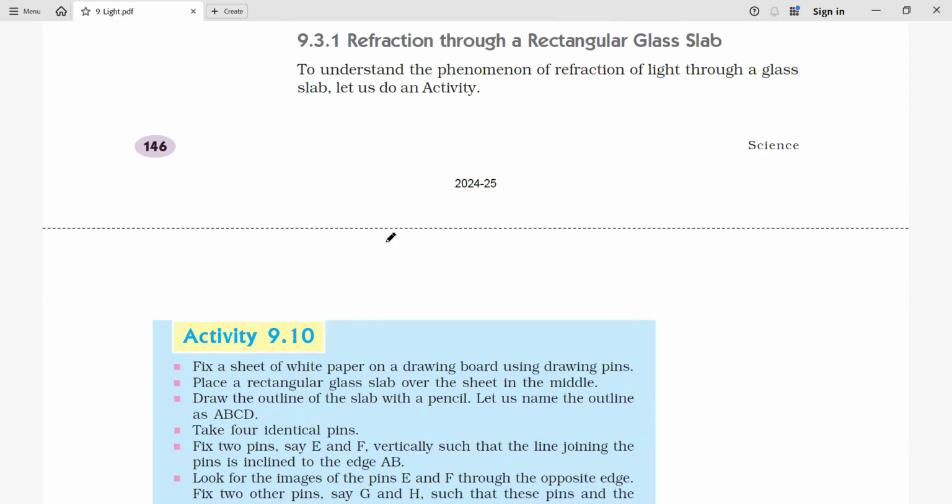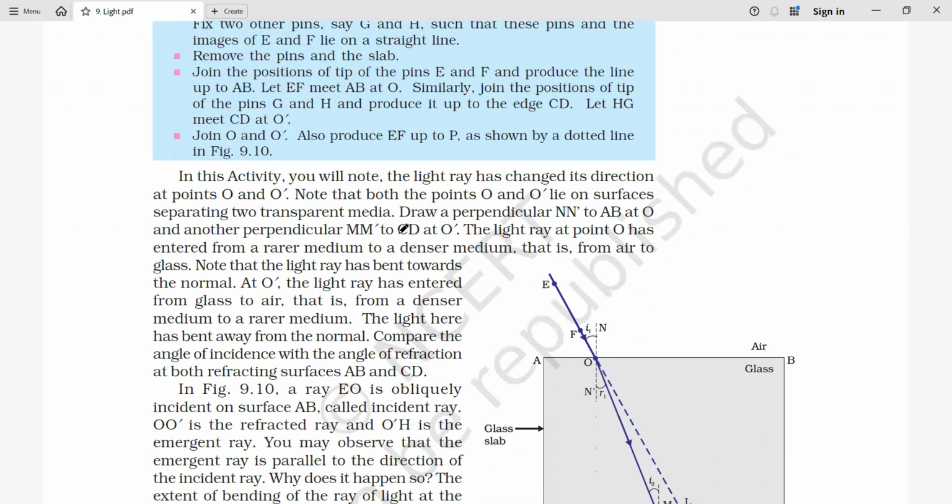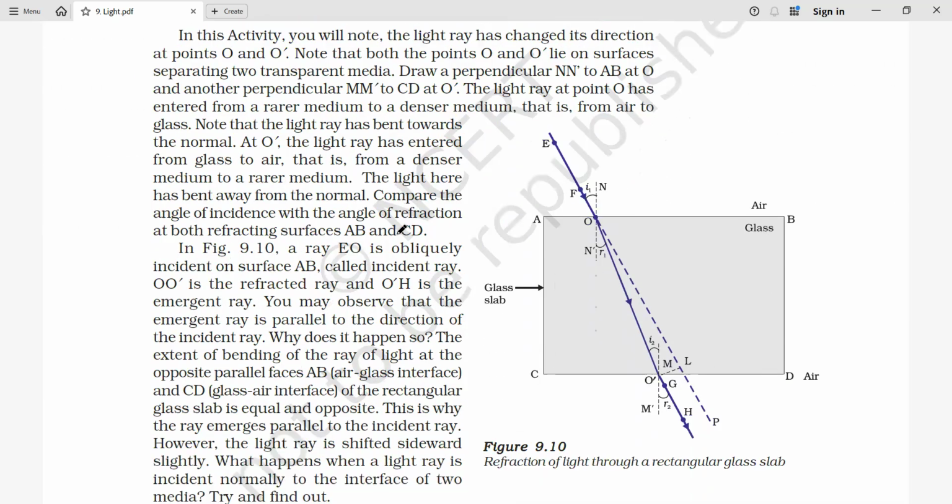Now we have refraction through a rectangular glass slab. एक rectangular glass slab है. So slab मतलब इसका कुछ thickness. So first it will go from the, if outside is the air, so from the air to glass, one interface. Again from glass to air will be the another interface. So this refraction is shown here with the help of diagram.